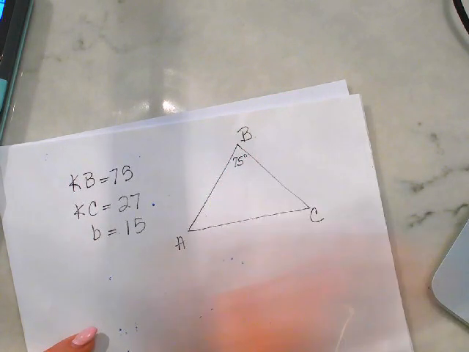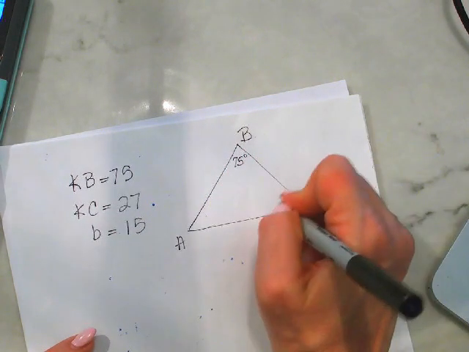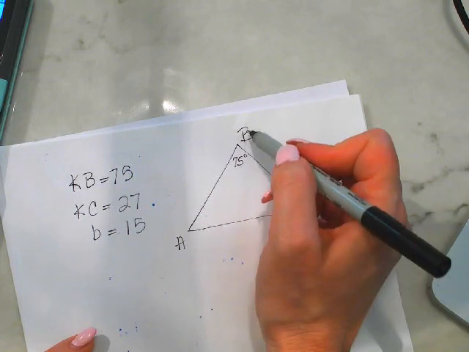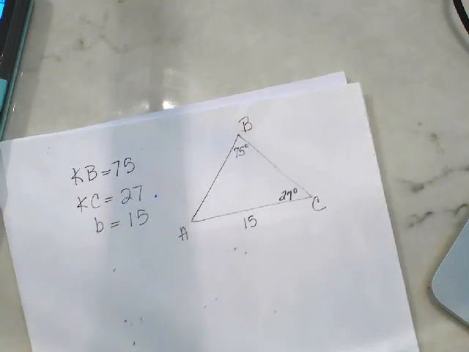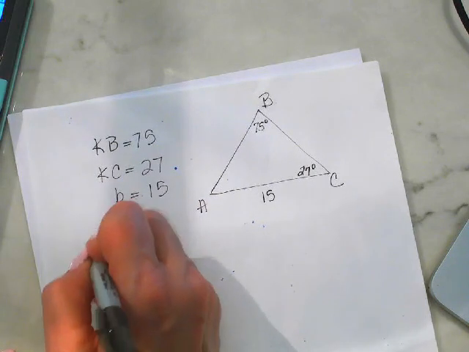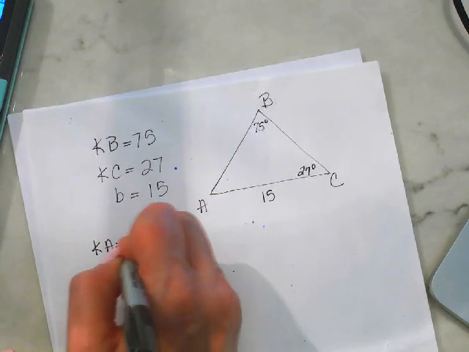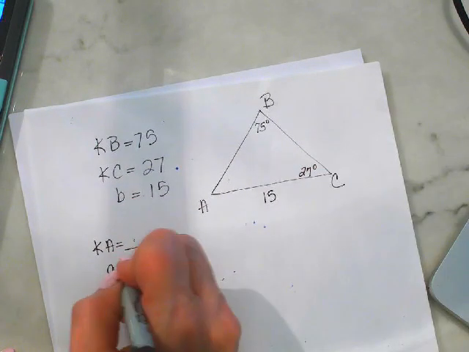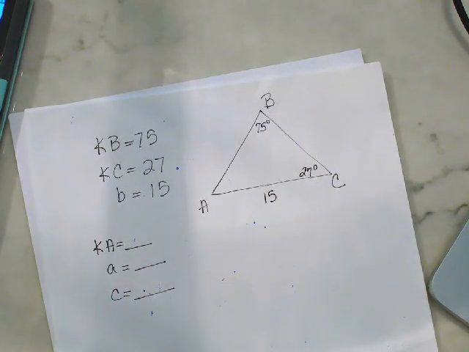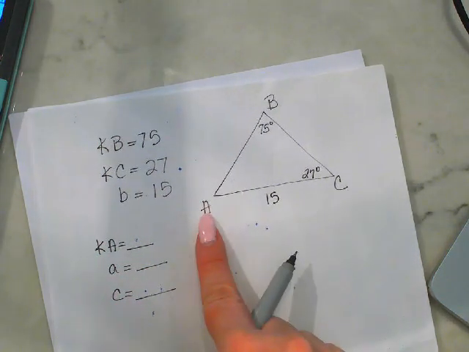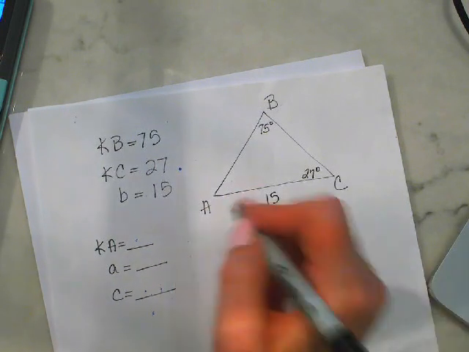I know that B is 75 degrees, so I'm going to put that in there. Angle C is 27 degrees, and little b, which is opposite angle B, is 15. Again, what am I missing? Okay, I'm missing angle A, I'm missing little a, and I'm missing little c. So I want to find the missing sides and the angles.